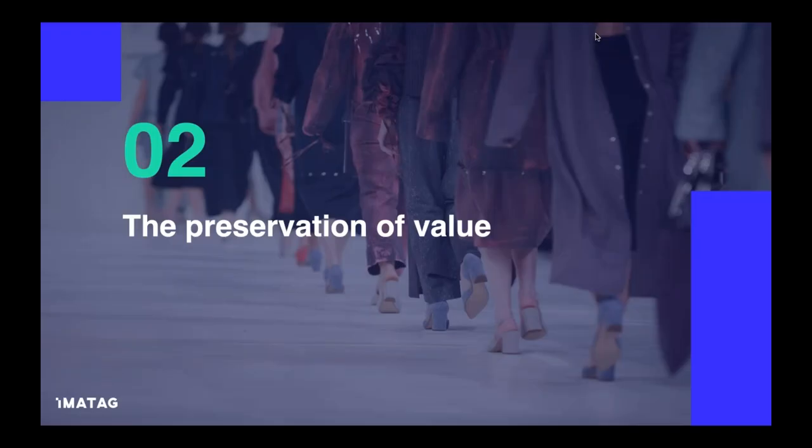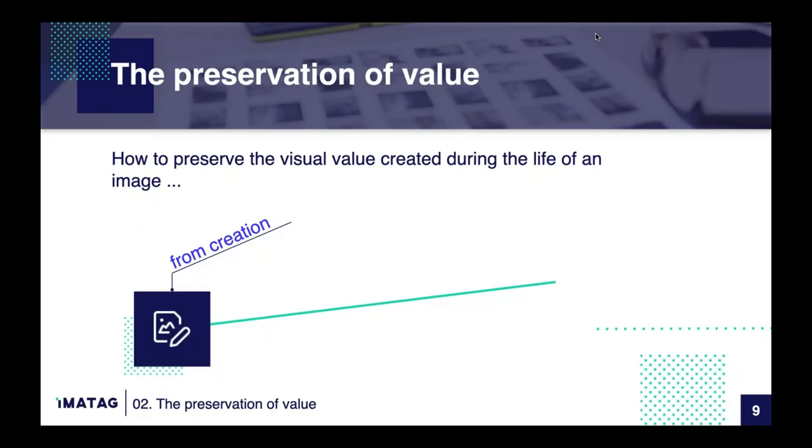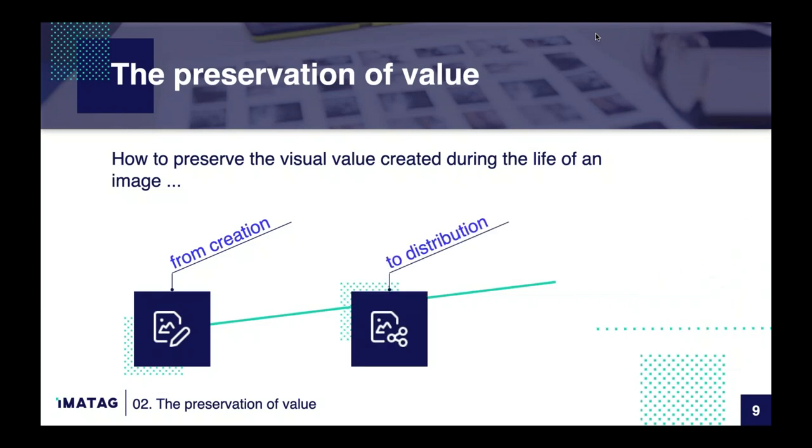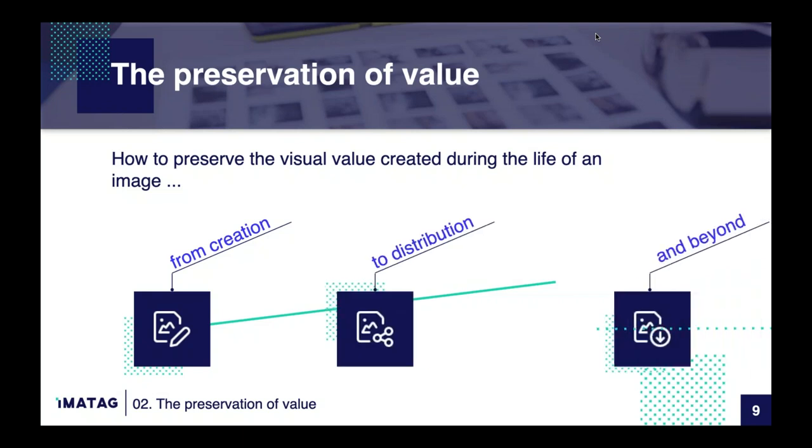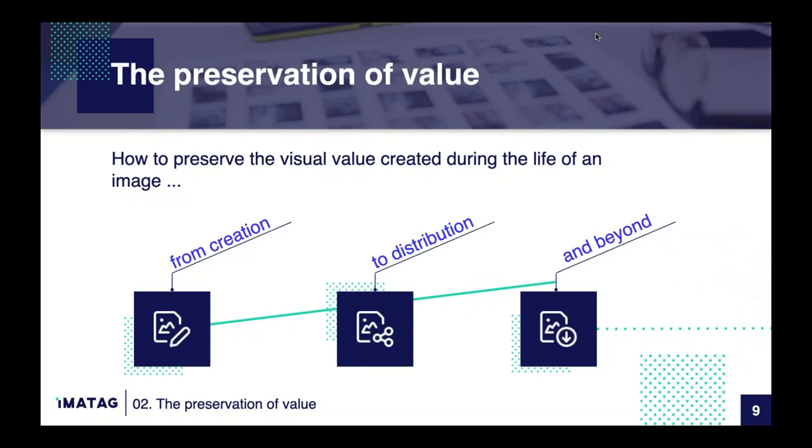So how do you preserve that value? Images, obviously, and videos, any visuals actually, travel a lot, especially these days, more than ever. And they take a lot of different paths before they reach a customer online. So how do you preserve the value created from the creation to its distribution, as well as beyond?